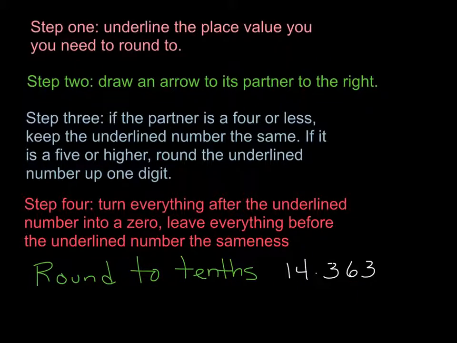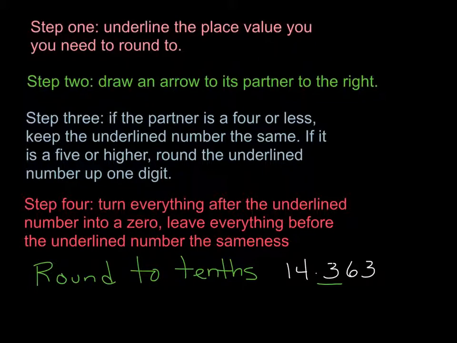So step 1 says, underline the place value you need to round to. You want to do that right away. Underline the place value, which is the tenths place. That's the place we're rounding to. I expect to see a line under that digit.